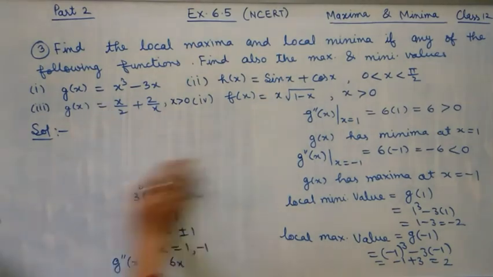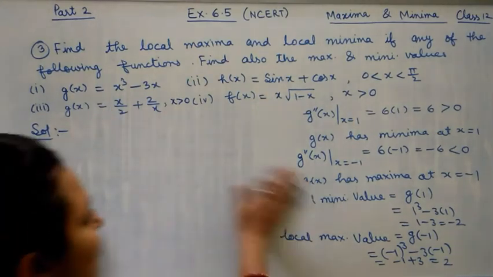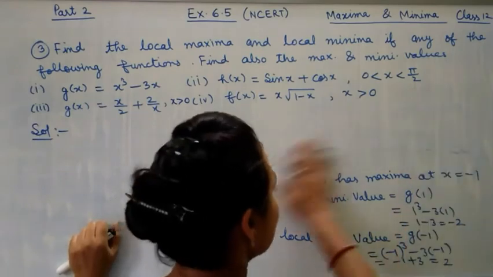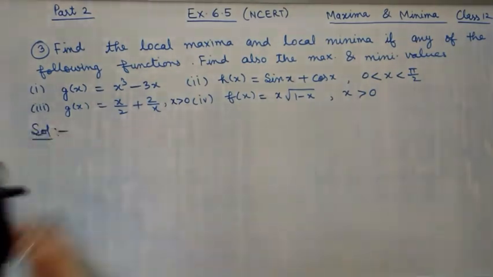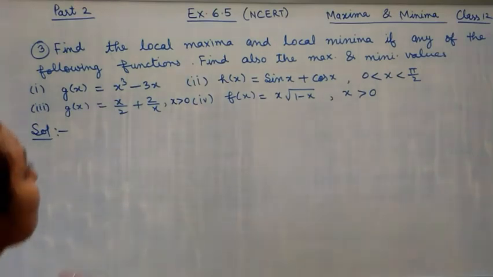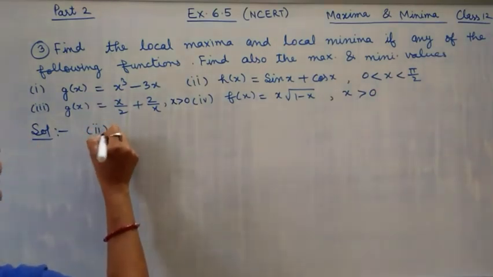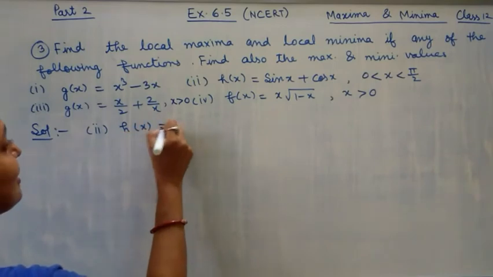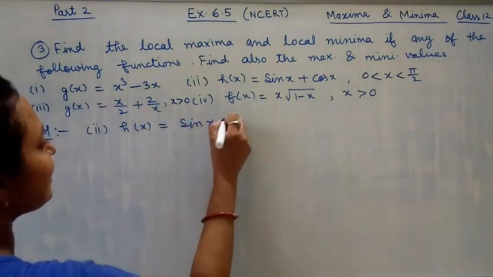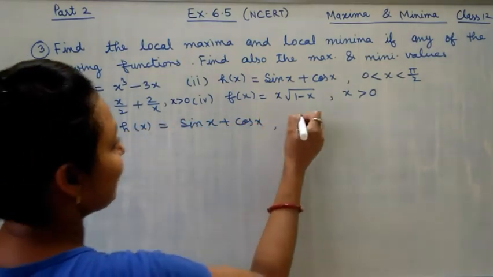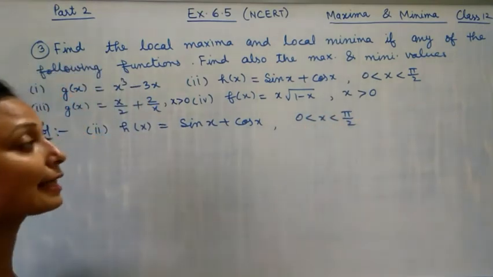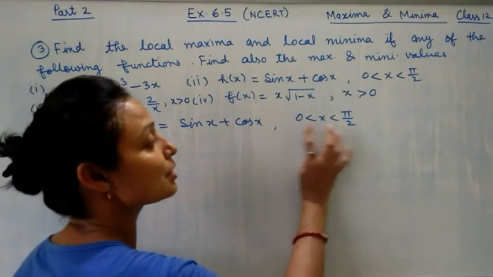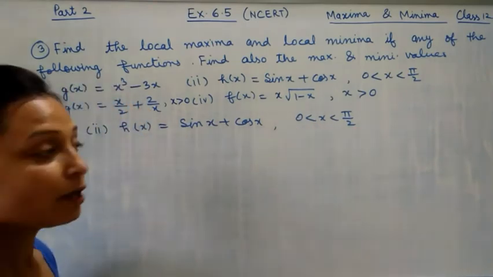Second question is very simple, but it is a tricky function because a trigonometric function is there. So you have to take h(x) = sin x + cos x, when x lies in the interval 0 to pi by 2, okay?